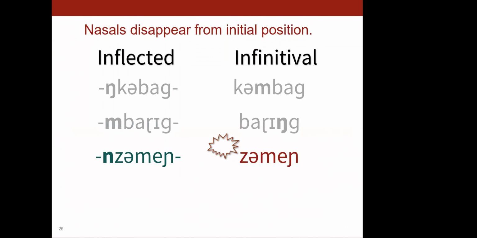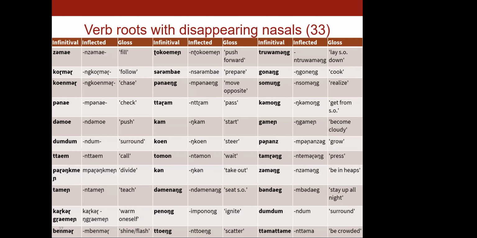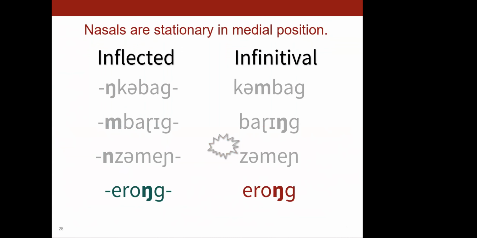If a verb has only one obstruent, and that obstruent is word initial, then the nasal's only going to appear in the form in which that obstruent is not word initial, because we can't have nasal obstruent clusters at the beginning of a word. So it is for the verb semen, which means to be in heaps. In the infinitival form, there's no evidence of the floating nasal anywhere, but in the inflected form, it appears. So this is the disappearing behavior. Here is a table of 33 verbs that have these disappearing nasals.